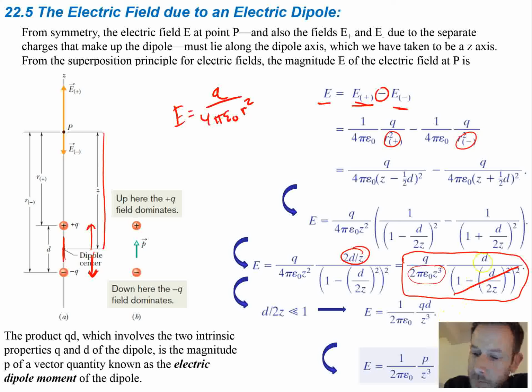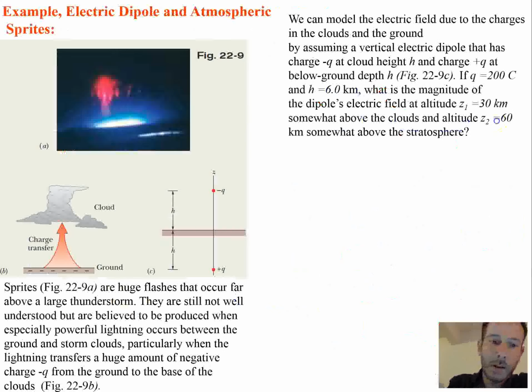Right? So simplifying that, all you're going to take is this and our d, and you're going to end up with E is equal to 1 over 2 pi epsilon naught times qd divided by z cubed. Now, if you remember, this qd over here is going to be our dipole moment. So we can just go ahead and plug that into this equation, and this will be our equation for the electric field of a dipole. Okay, let's go ahead and do an example problem.